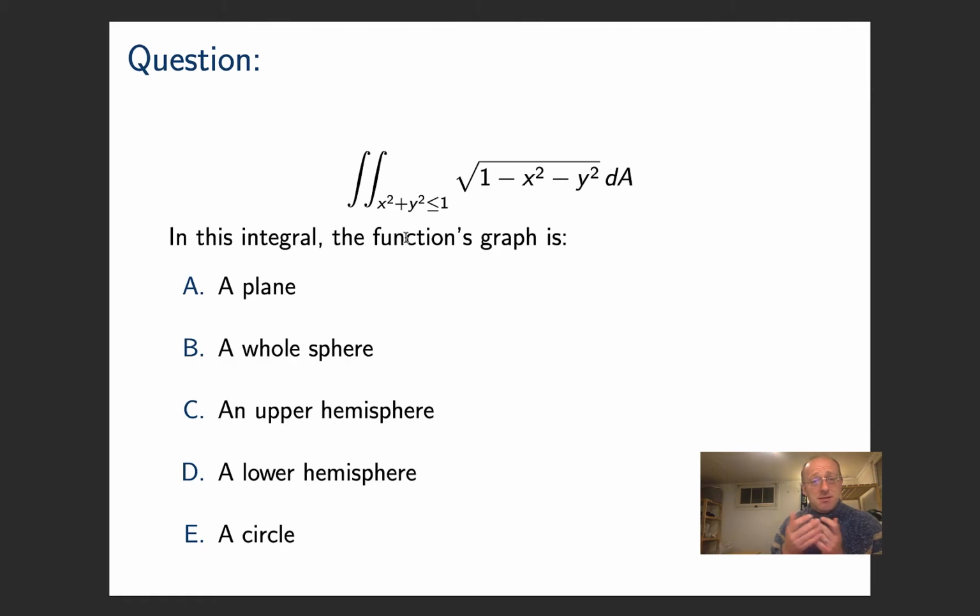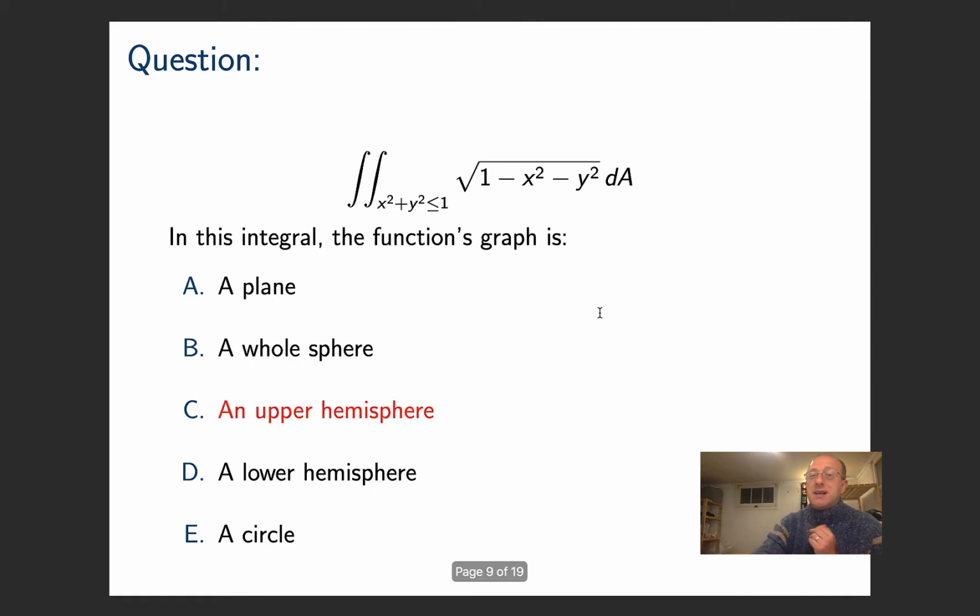Next question, what does the graph of this function look like? The function that's being integrated, the function inside the integral. So in other words, this function, the square root. What does that graph look like? A plane, a sphere, an upper hemisphere, a lower hemisphere, a circle? What do you think? Pause the video and think about it.